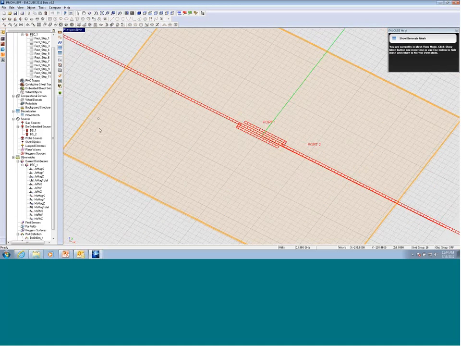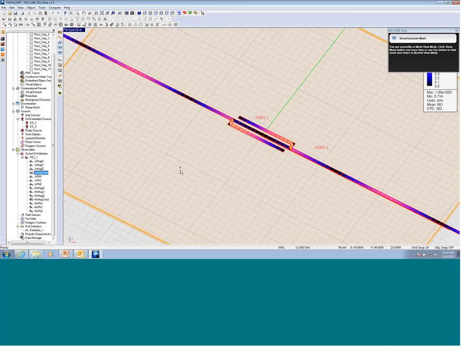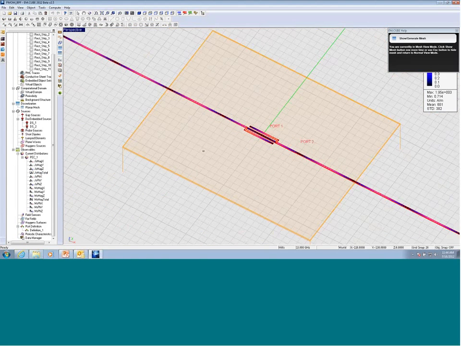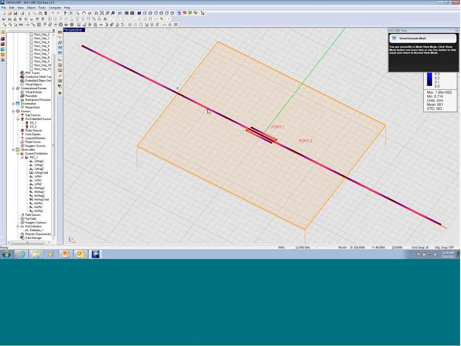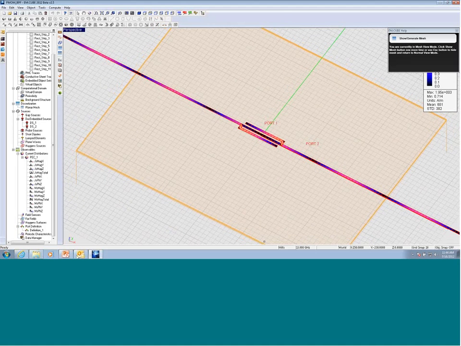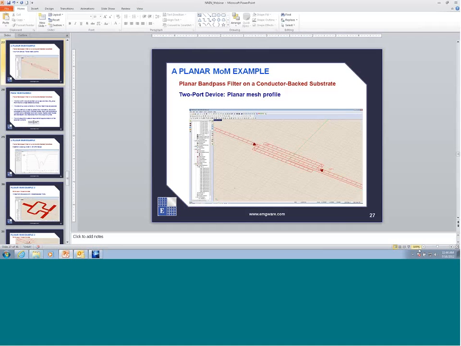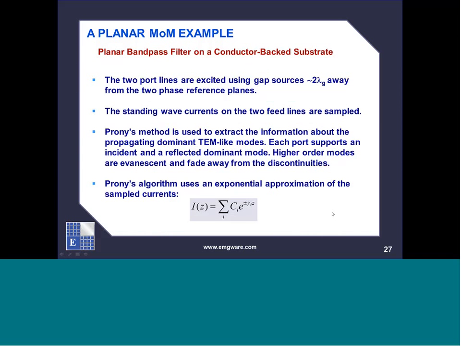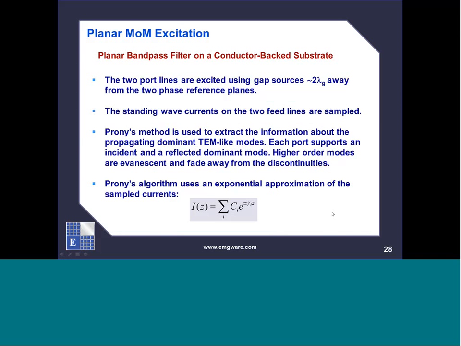So if I run this problem, I'm going to see something like this. Okay. Now here you can see the standing wave current pattern that I was talking about. So this is one reason that we are extending the lines by 2 wavelengths, so that we can see a clean standing wave pattern. Once we have those standing wave patterns, we can sample them, and we can use Prony's method, which is a mathematical method for exponential approximation of sample currents. And what we do in Prony's method is we extract the dominant propagating modes.